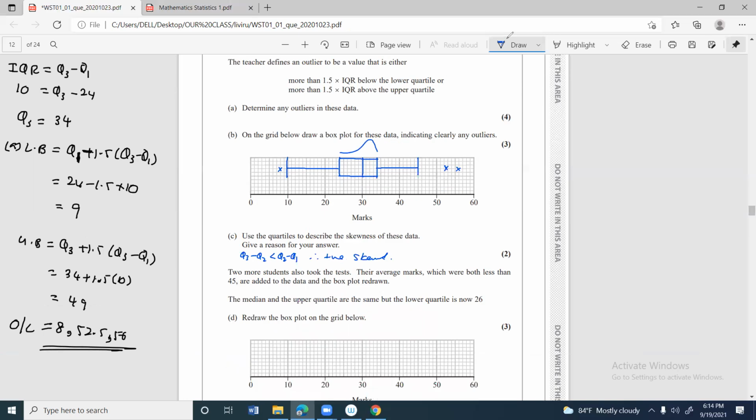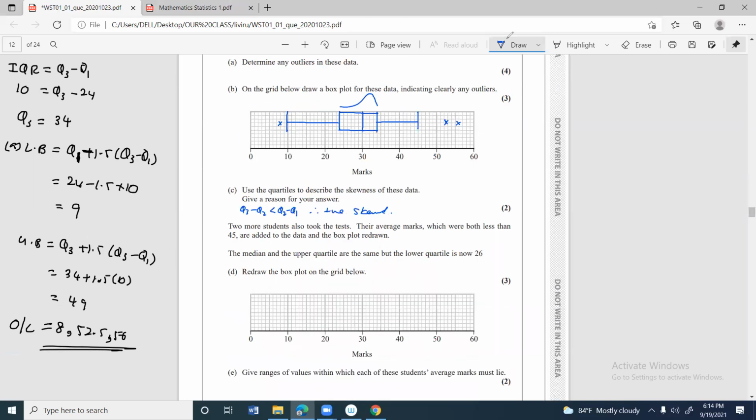Okay. Two more students also took the test. Their average marks, which were both less than 45, are added to the data and to the box plot. The median and the upper quartile are the same, but the lower quartile is now 26. Redraw the box plot on the grid below. Okay, we'll try to analyze this question.